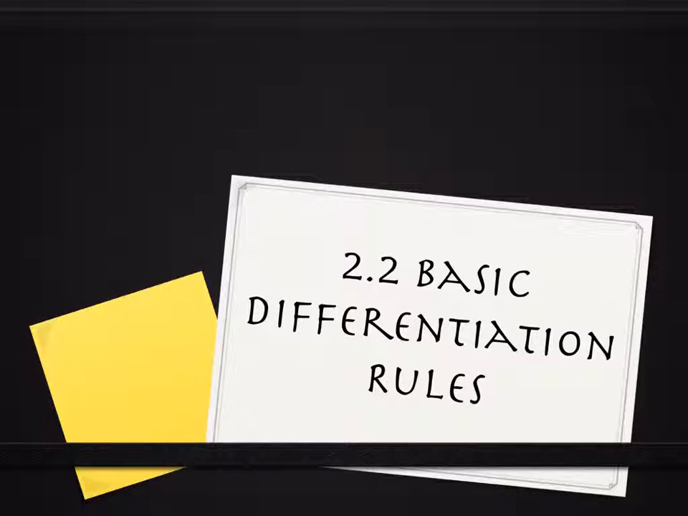Section 2.2 is titled Basic Differentiation Rules. What we're going to be looking at in this section is simplification rules, or simpler rules of finding derivatives than you've been doing in 2.1. So what were we doing in 2.1 to find derivatives? Limits. It's the long way, right? It's this limit definition of the derivative.